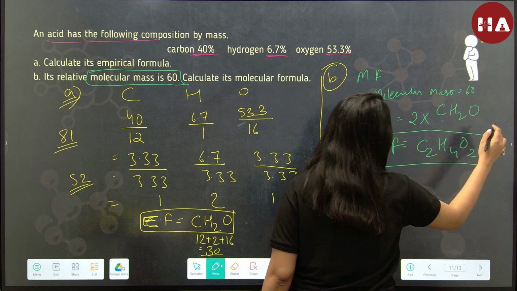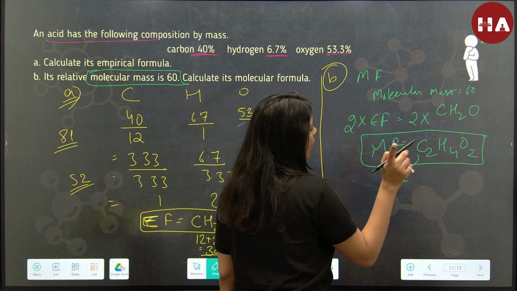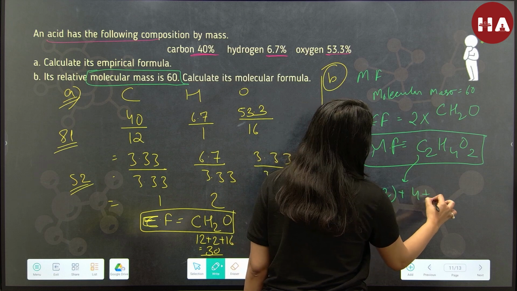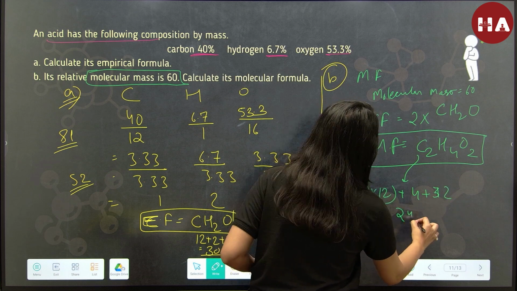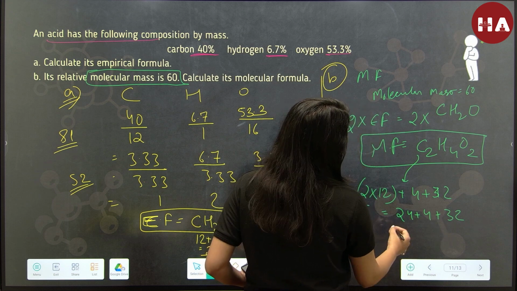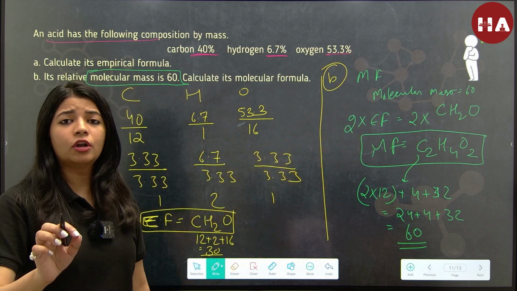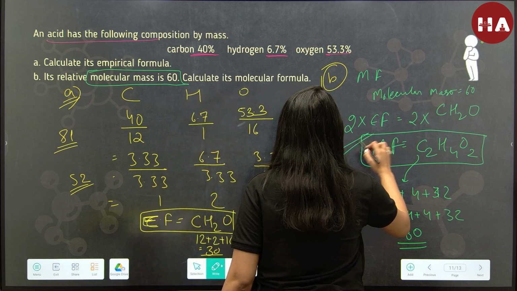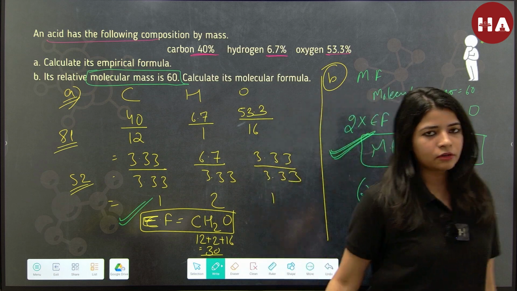If you wish to verify your answer, simply find out the molecular mass. It should come out to be 60. So 2 times 12 plus 4 plus 16 times 2, which is 32. This will come out to be 24 plus 4 plus 32, 28 and 32, which is going to be 60. Yes, hence verified, 60 and 60. The molecular formula of this question which we have found out is C2H4O2. So this is the answer for your B part, and this will be your answer for your A part. You can quickly write it down.